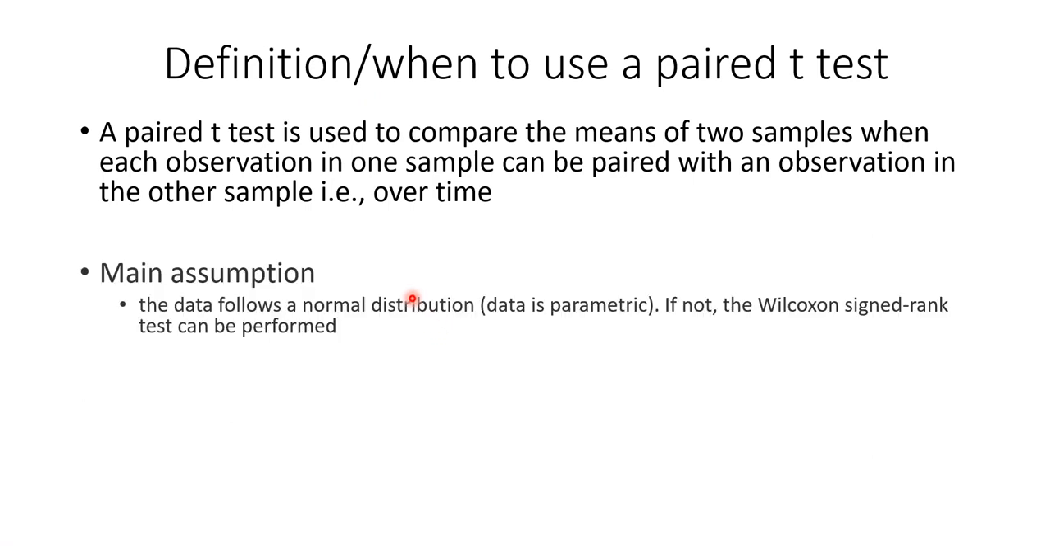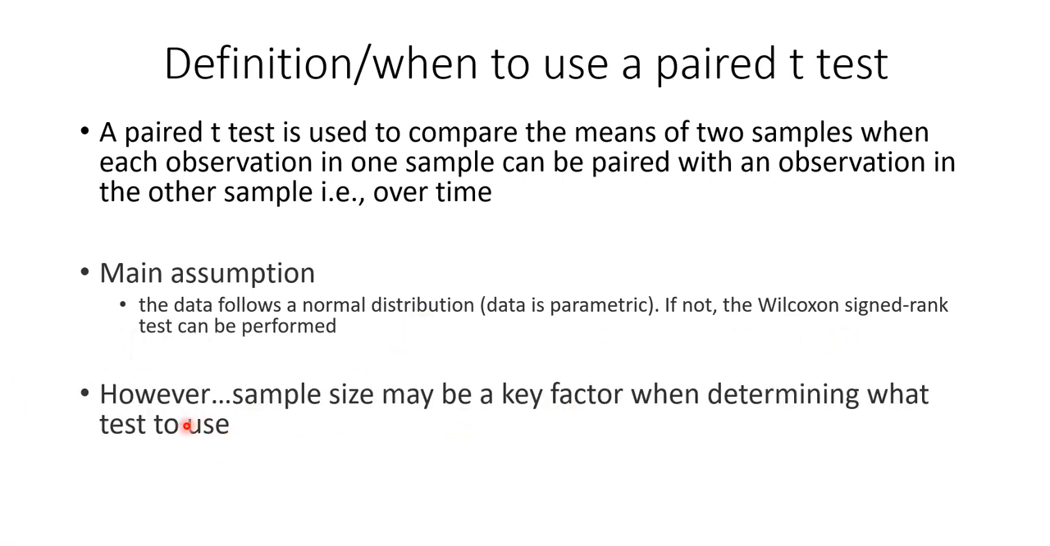And it has one major assumption, although there might be another one, but this is the major one, which is the same as the independent t-test, which is that the data follows a normal distribution. That is, the data is parametric, and you can check that, and we'll go through that. And then if it's not, you can run the non-parametric equivalent, which is the Wilcoxon signed rank test.